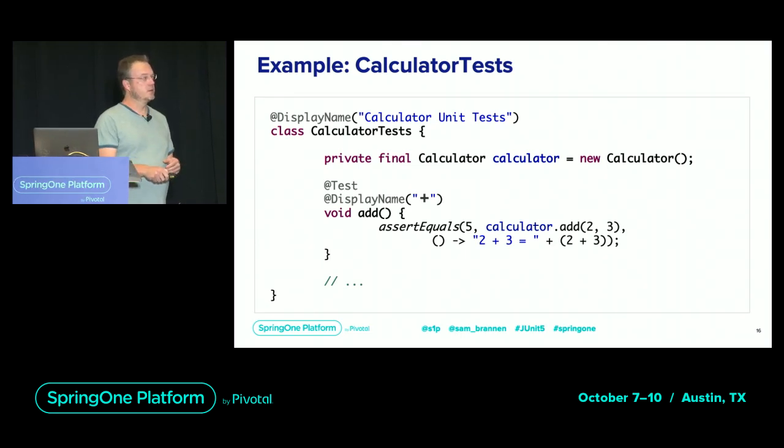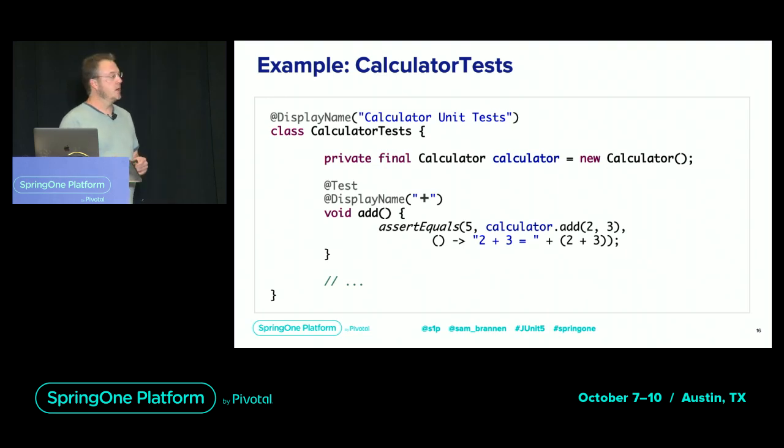Here, another custom display name with a special character, which could also be an emoji. Also doesn't have to be public. And one thing to note, if you're using the assertions from JUnit Jupiter, the message now comes last, so that might throw you off.